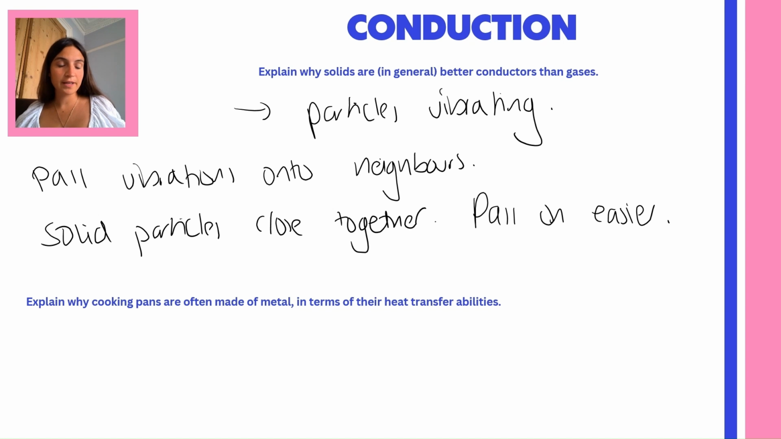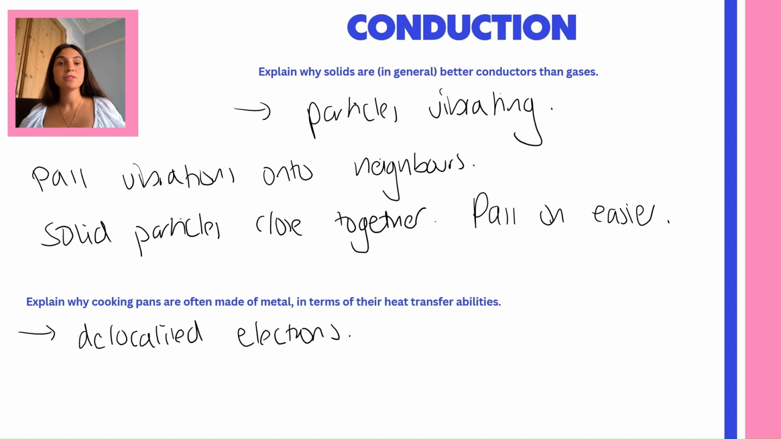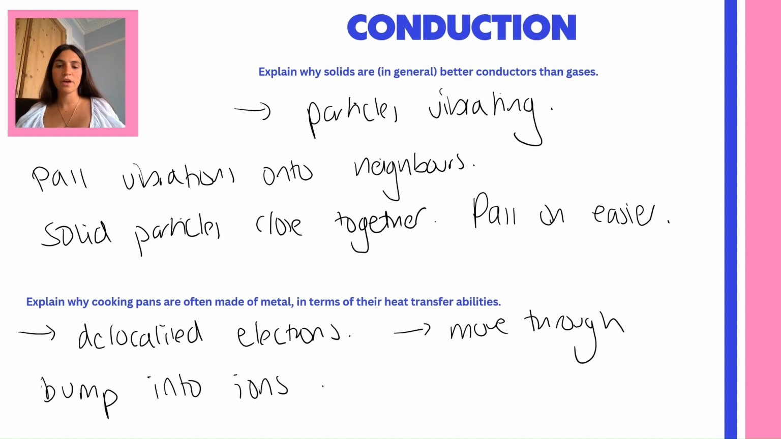Okay, explain why cooking pans are often made of metal in terms of their heat transfer abilities. So you can go one better than a solid, which is to have a material like a metal. Why? Because metals have delocalized electrons in them. And those electrons can actually move through the positive ions of the structure. So what you get is those electrons actually bumping into the different ions and transferring the kinetic energy to those positive ions. So basically, it makes the whole process of this heat moving through a lot quicker in metals.